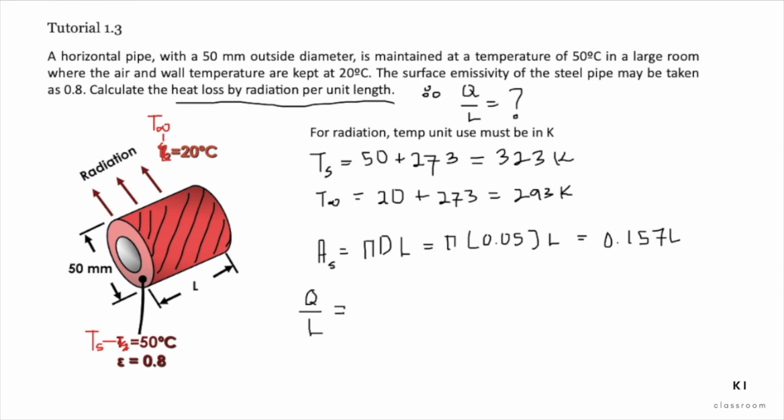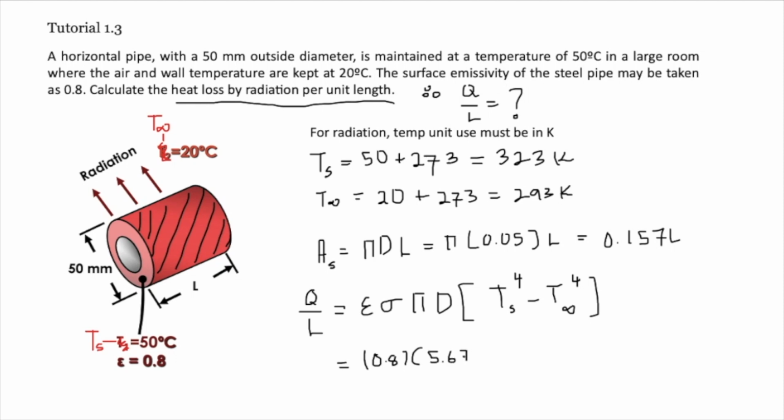So our equation becomes Q divided by L equals emissivity multiplied by sigma pi d, and then Ts to the power of 4 minus T infinity to the power of 4. So we're going to substitute all the values. Emissivity is 0.8 and sigma is 5.67 times 10 to the power of negative 8. Pi d is 0.157, and then the temperatures.